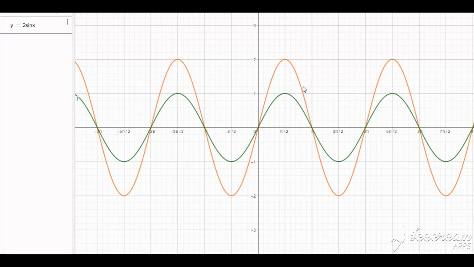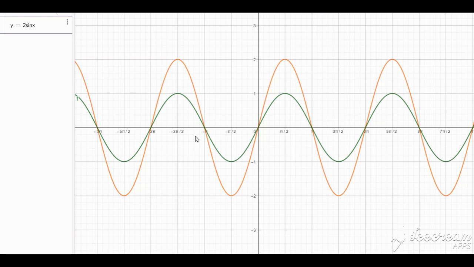Now looking at 2 sin x, let us look at the period. If we look between 0 and 2 pi, we notice we have one complete graph there. So the period is not affected in this case. The only thing that is affected is the amplitude. So the maximum value now becomes 2 and the minimum value is -2.